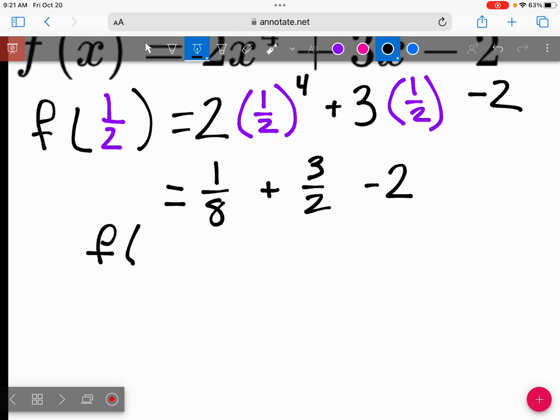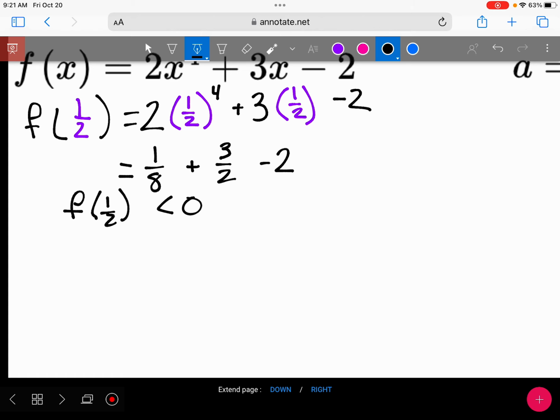So f of 1/2 is less than 0. We can tell that right here. It's because this is a teeny tiny bit, and 1.5, those do not combine up to be 2. When we take away 2, it's definitely going to be negative. So we don't actually care about the total value. If you want to get all the way down to the final value, totally fine. But we don't really care. We just know that f of 1/2 is less than 0.